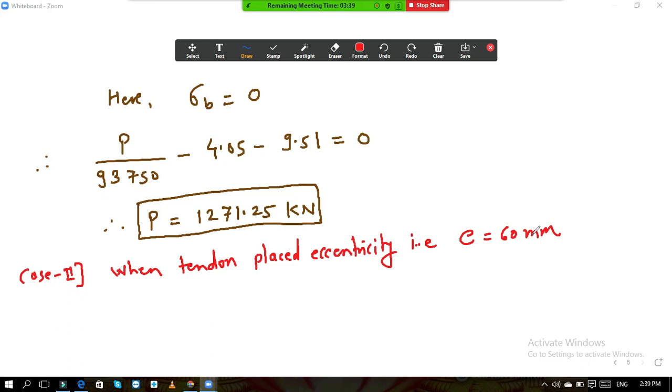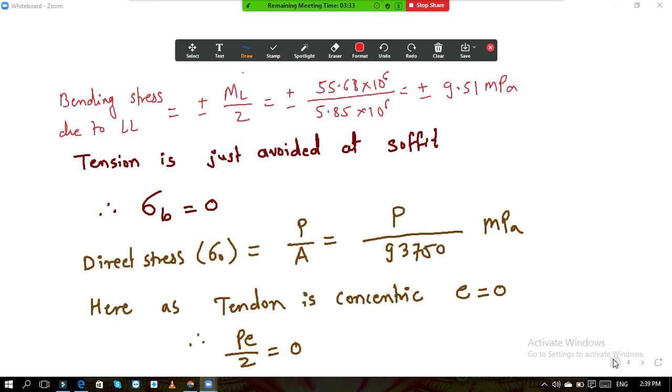E is equal to how much? 60 mm. In that case, what will happen? Everything will remain the same, only what you have done here, what value of Pe by Z is taken here? Here when tendon is concentric, P by Z is 0, but when this eccentricity is now 60 mm, then this should have some value. Okay, so we will calculate this value Pe by Z.